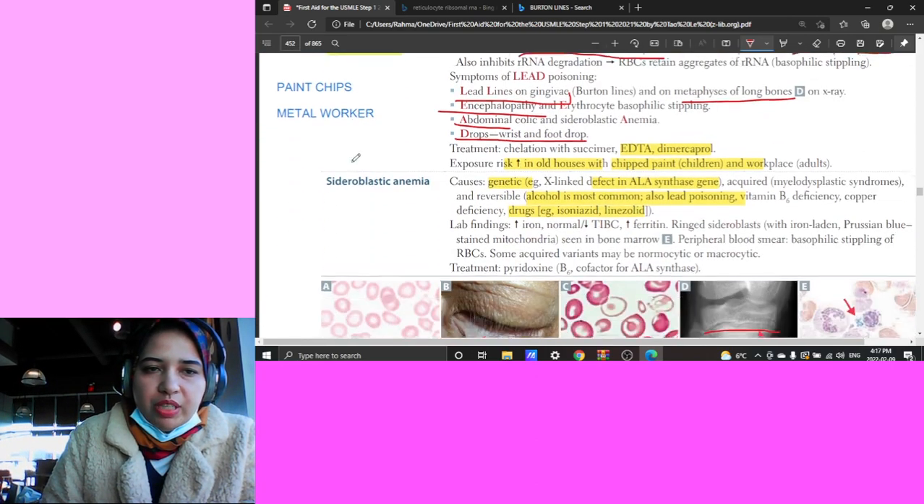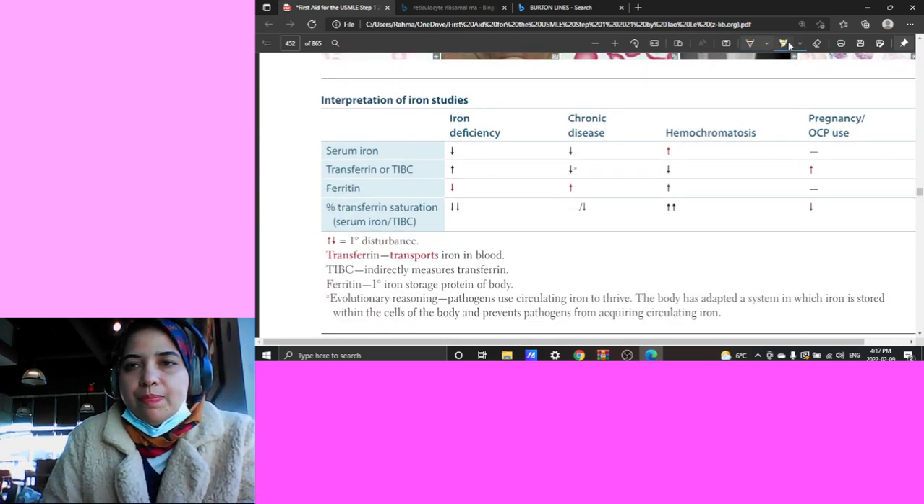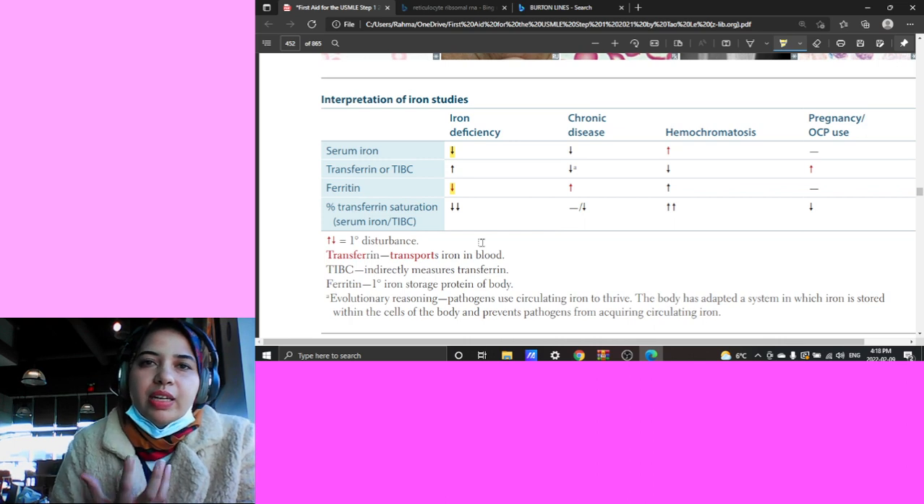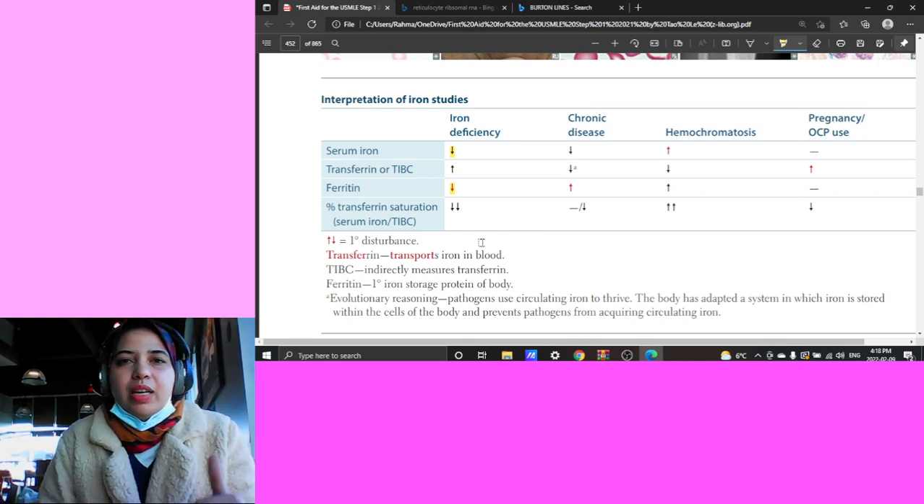We said here, the lead poisoning, we've already done the sideroblastic anemia. How do we interpret the iron studies? So this is very simple. Just think about it. Iron deficiency, you're going to have decreased iron, right? You're going to have decreased stores. So your ferritin is going to be decreased. But your transferrin binding capacity is high. It wants to bind to the iron, but it can't. So its binding capacity is going to be elevated.